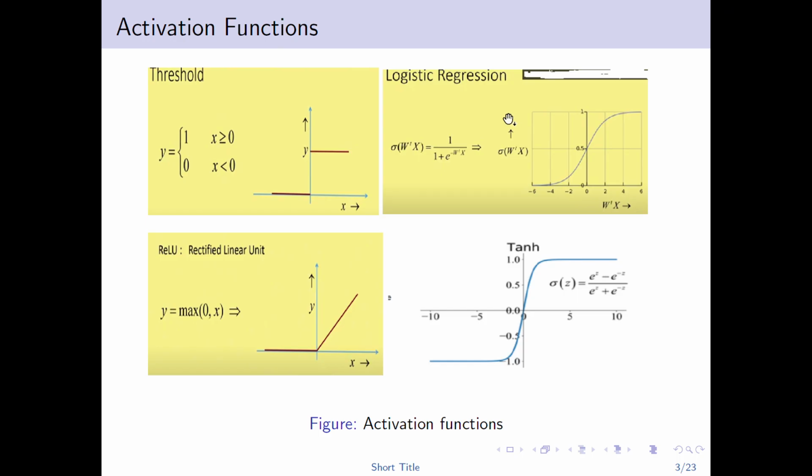Okay, in the last session, we discussed some of the important activation functions used in neural networks. There were the threshold activation function, the logistic regression or sigmoid activation function, the rectified linear unit or ReLU, and then the hyperbolic tangent or tanh activation function. We also saw the mathematical equations representing these various activation functions.